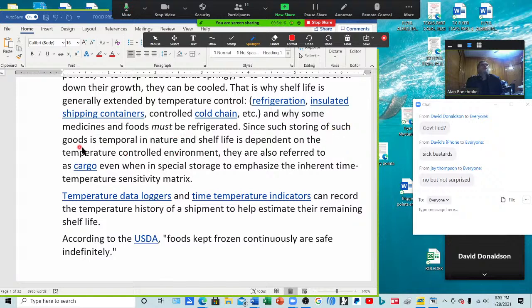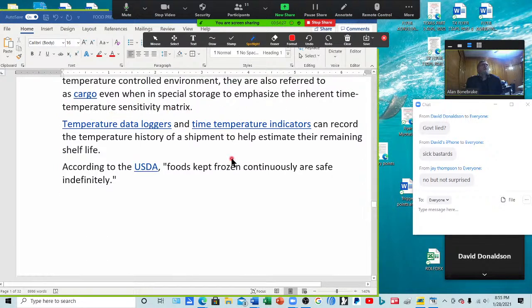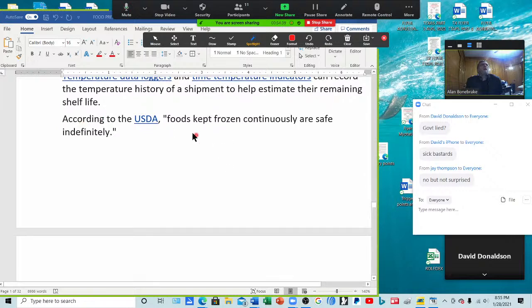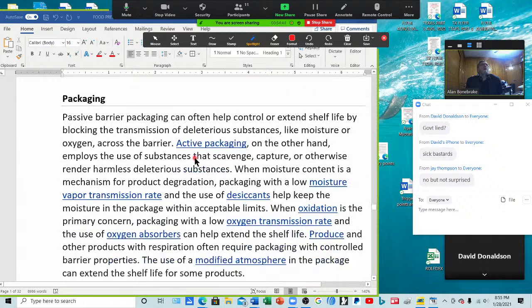Since storing such goods is temporal in nature and shelf life is dependent on the temperature-controlled environment, they are also referred to as cargo, even when in special storage, to emphasize the inherent time-temperature sensitivity matrix. Temperature data loggers and time-temperature indicators can record the temperature history of a shipment to help estimate the remaining shelf life. According to the USDA, foods kept frozen continuously are safe indefinitely.